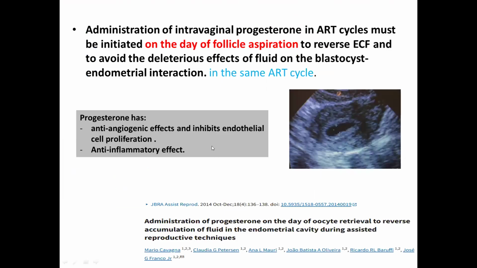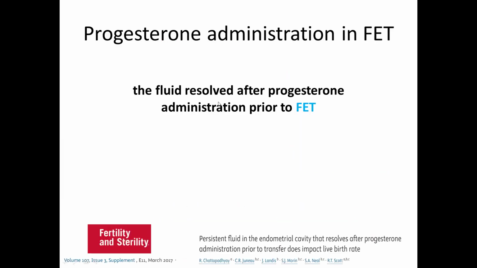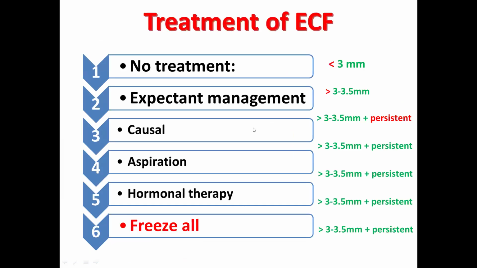Some studies reported hormonal treatment giving progesterone as an anti-angiogenic drug that inhibits endometrial cell proliferation and is anti-inflammatory as well. And they used it in the same ART cycle in the follicular phase, but it may have a deleterious effect on endometrial receptivity. And others used progesterone prior to frozen embryo transfer until the fluid disappears, and they can do embryo transfer in such a cycle.